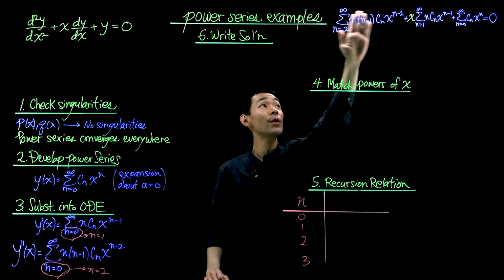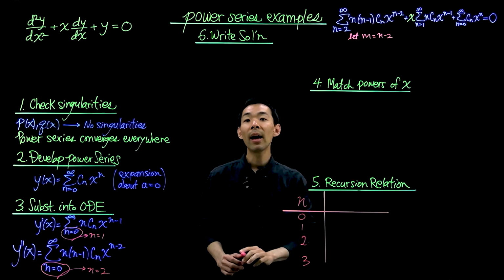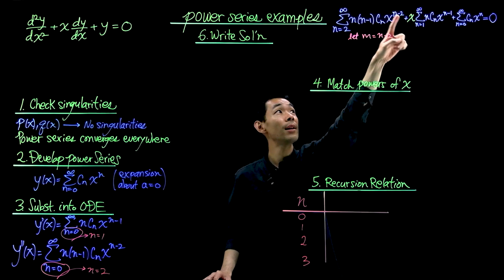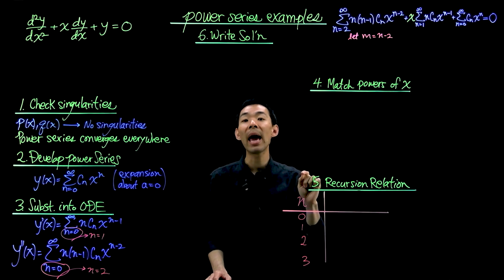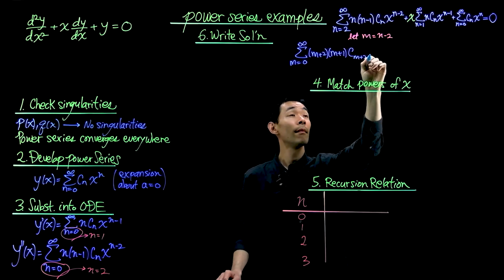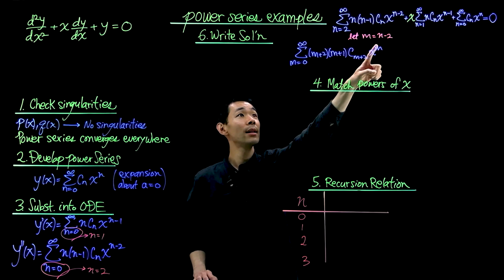Therefore, for this first term, we want to make the substitution. Let a new index m equal n minus 2 so that this power will just become x to the m. Let's write down this first term. Just like that. So all I've done is to swap the index n into m.